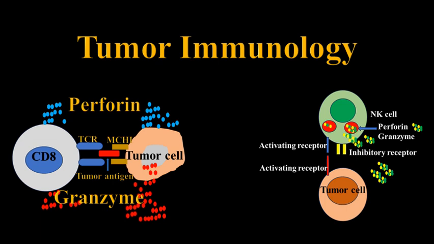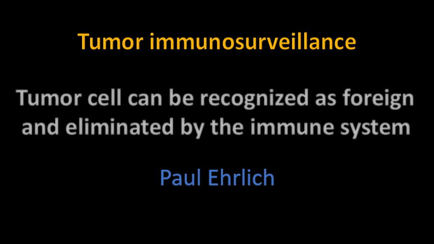In this video lecture, I will be talking on tumor immunology. In 1909, the German physician Paul Ehrlich hypothesized that tumor cells can be recognized as foreign and eliminated by the immune system, and the recognition or detection of tumor cells is known as tumor immunosurveillance.